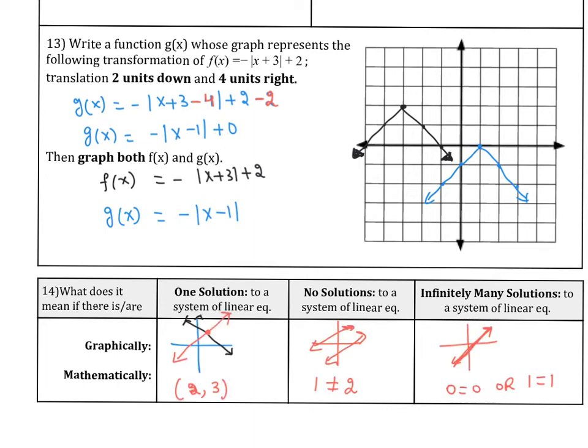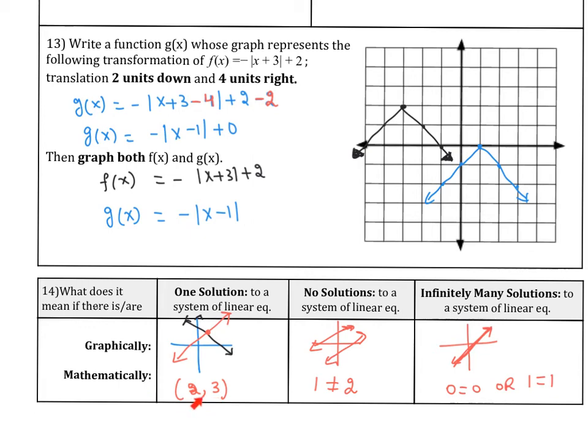Number 14. What does it mean graphically when you have one solution? So you make two lines, and where they cut is going to be the point of solution. Mathematically, it means that you get the x value and you get the y value.